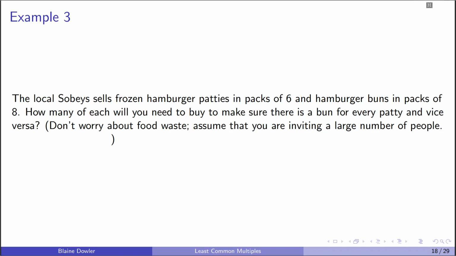Well, we don't have to worry about wasting food here. Assume you are inviting enough people over for a party that they will all be eaten. So, large number of people, or my brother-in-law.